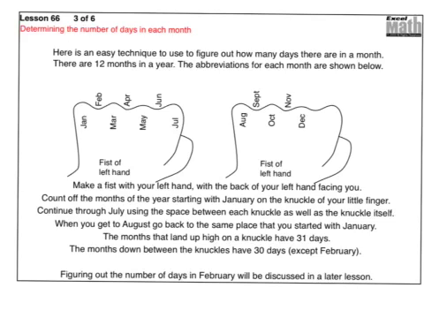This is going to help you to know how many days are in each month of the year on the Gregorian calendar, the calendar that we use. Here is an easy technique to use to figure out how many days there are in a month. There are 12 months in a year. The abbreviations for each month are shown below.